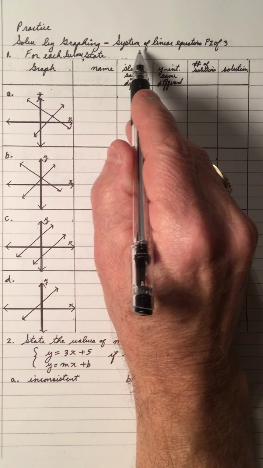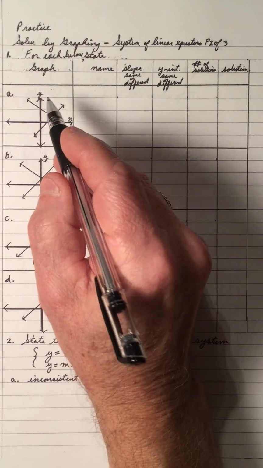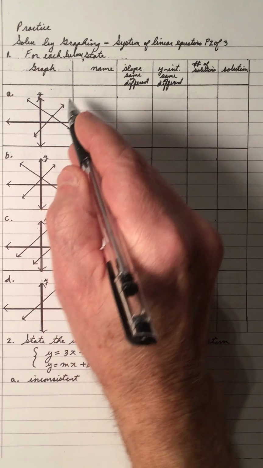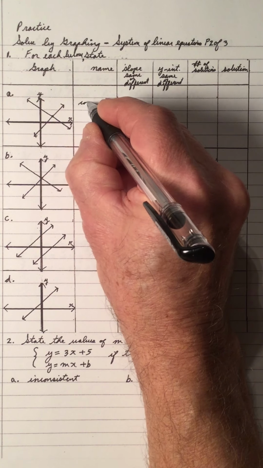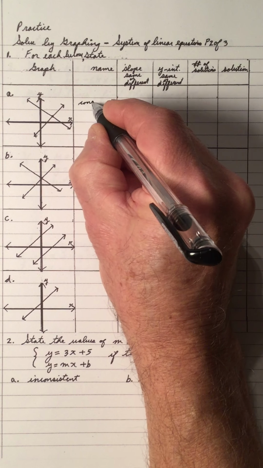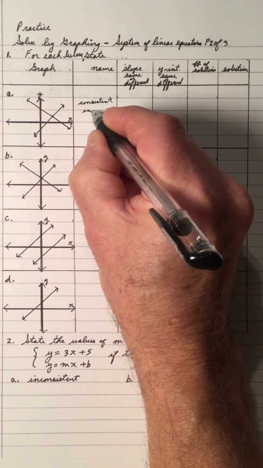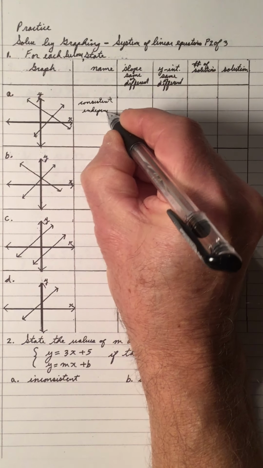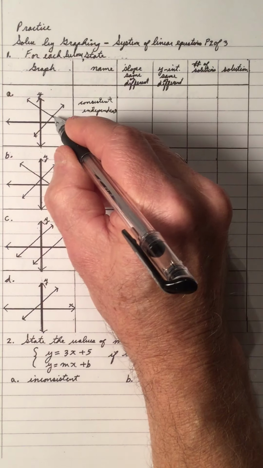Solved by graphing, system of linear equations. For each below, state the name of the system. We have a graph here with two lines intersecting at a point. So the name of this system is consistent independent because the two lines intersect at a point. The slopes are different.